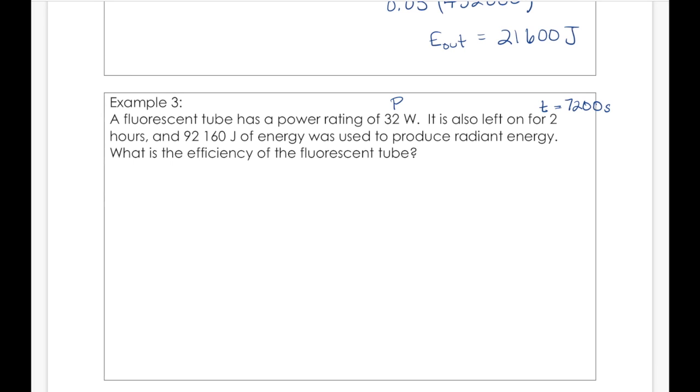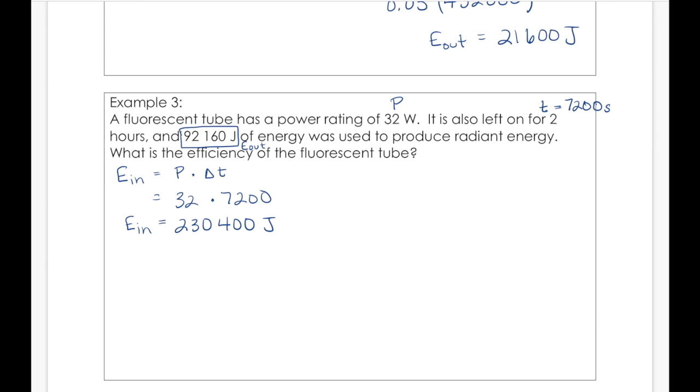They told us the amount that was just used for radiant energy, so this number here is our E out. We need to figure out how much was put in. For our E in, just like before, we're going to take power times our change in time. So 32 times our 7,200, and we'll get that the E in is equal to 230,400 joules.